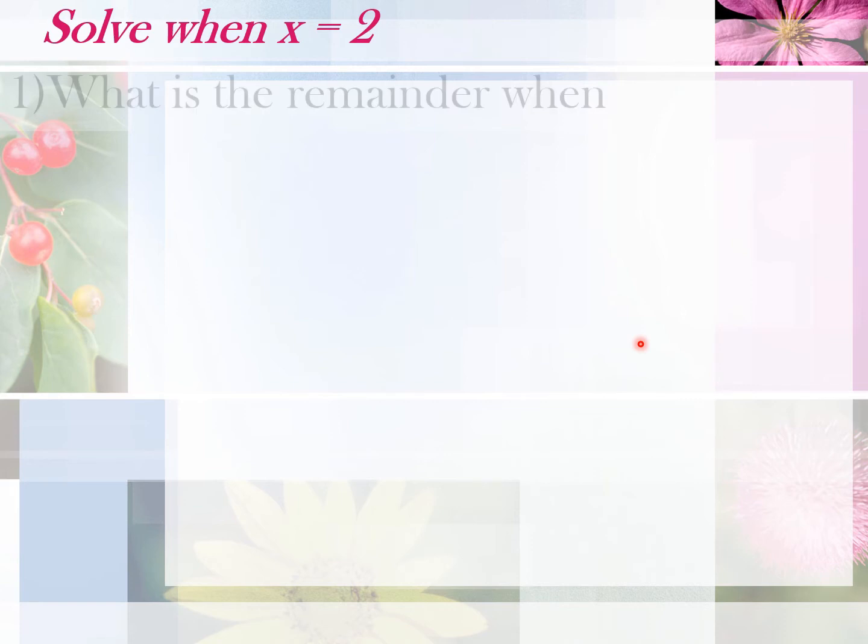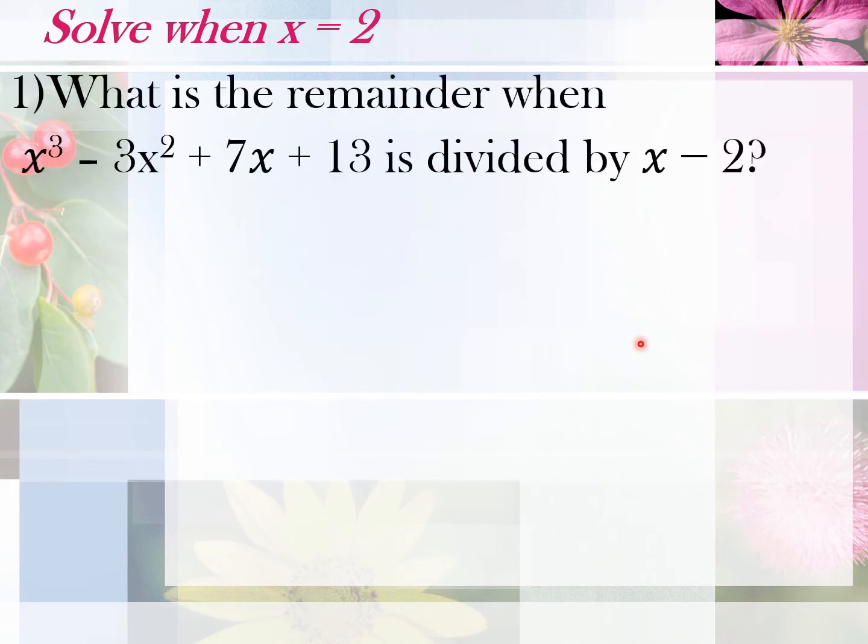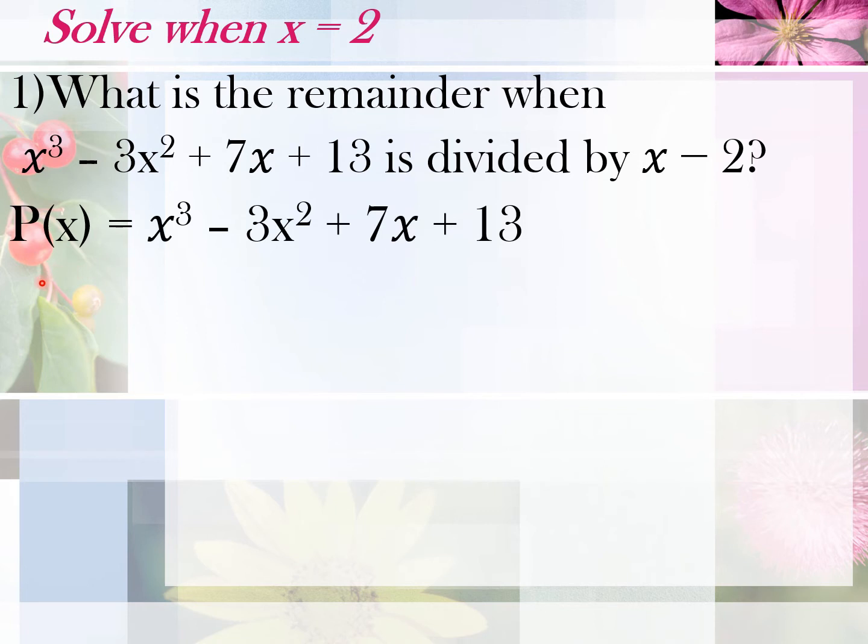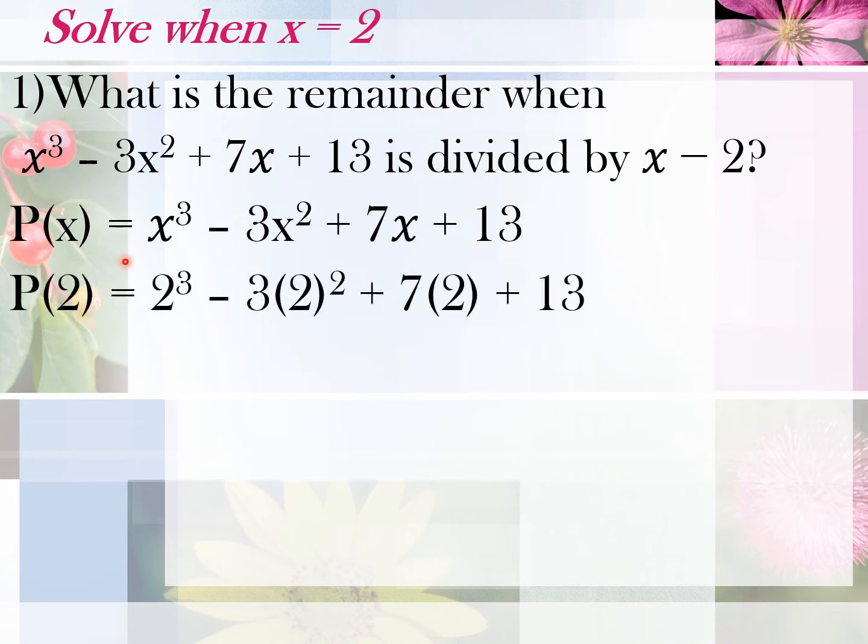Okay, next, let's solve our problem number 1 when x is equal to 2. What is the remainder when x cubed minus 3x squared plus 7x plus 13 is divided by x minus 2? So, yung gagamitin nating value of x ay positive 2 dahil ang additive inverse ng ating x minus c dito is positive 2. So, we need to solve for p of 2. Lahat ng x dun sa given function ay papalitan natin ng 2. Ayan, napalitan na siya.